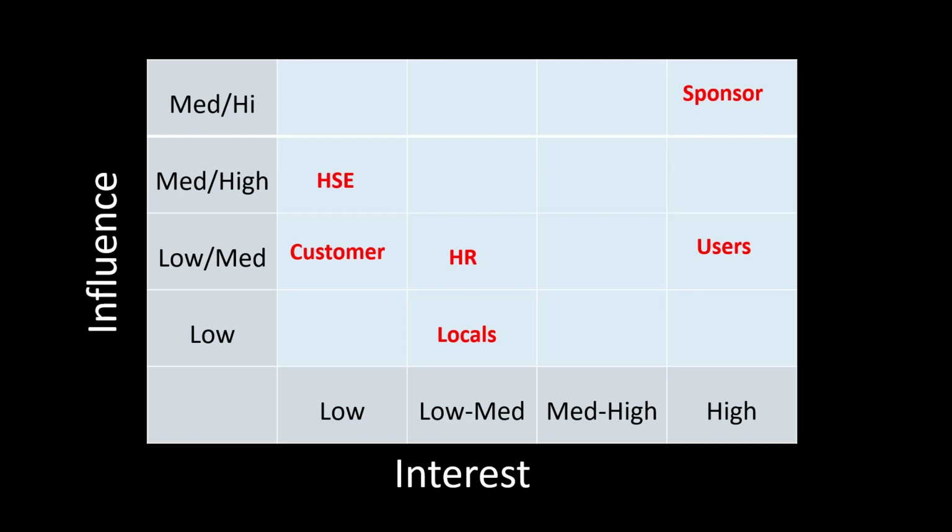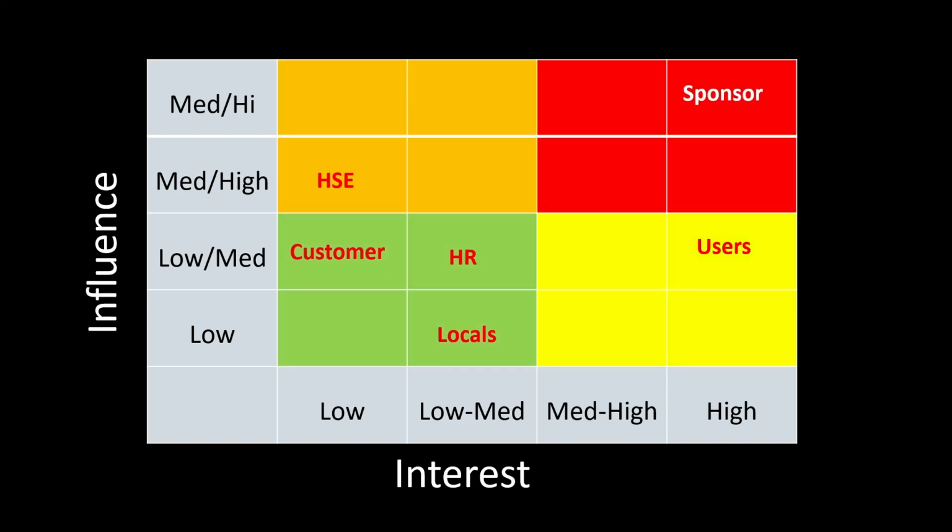So our next step, once we've put these on, and bearing in mind this is only a simple collection just to give you an idea, what we can see here by doing this as a grid, I've put some colours on here just to illustrate this point. We have some, like our customers, locals and HR, in this green area at the bottom left, where we're saying, well, actually they're not that interested in what's going on, and actually even if they were interested, they don't have that much power. So we've kind of coloured them green. We don't have to worry about them too much.